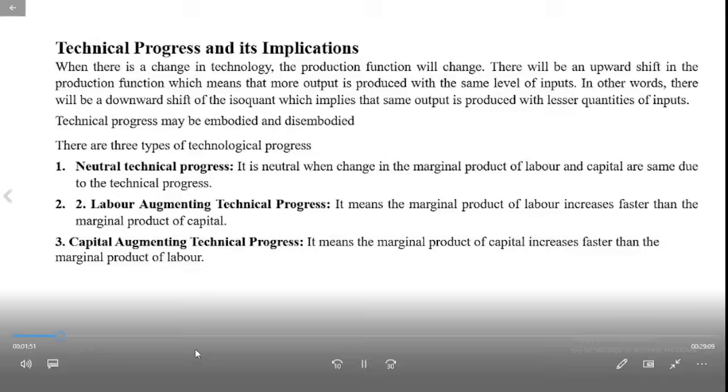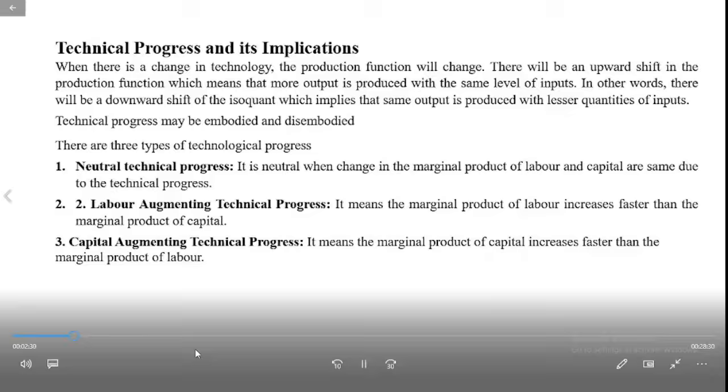Or we can say, when there is a technical progress, there will be a downward shifting of the isoquant. The isoquants will shift downwards. That indicates we need less labor and capital to produce the same level of output. So this we will analyze. Then again, technical progress can be embodied or disembodied. So what is the meaning of embodied technical progress and disembodied technical progress?